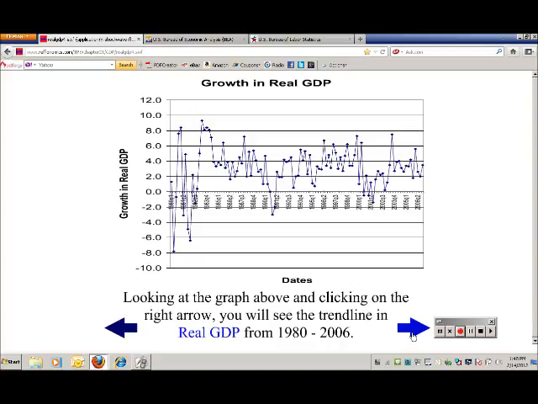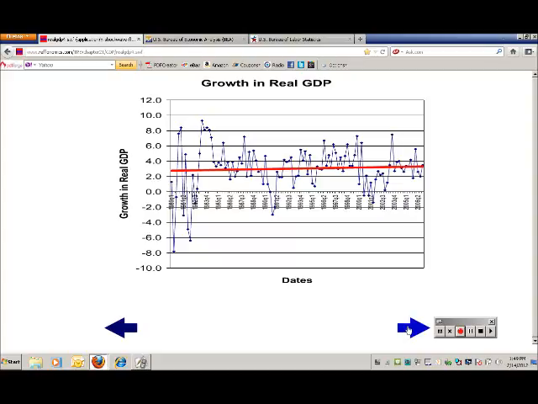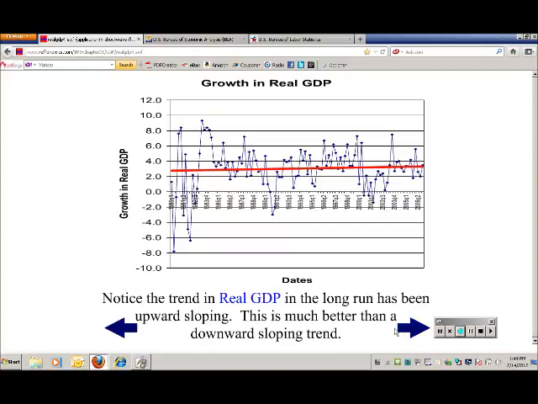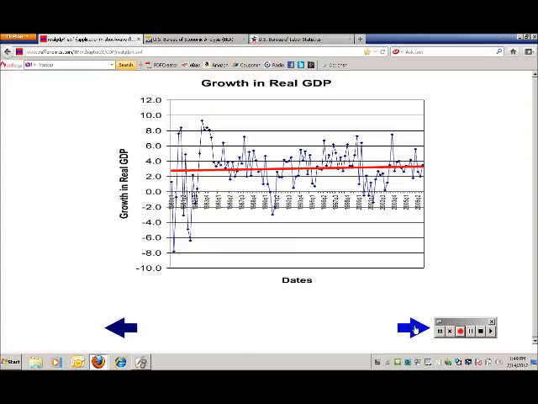And as you can see, when you look in the long run, you can actually see the trend line from 1980 to 2006. What do you notice about the trend line from 1980 to 2006? Though it jumps up and down, you got it. It's a constant increase. It's not increasing at a very fast rate, but it's increasing over time from 1980 to 2006. Notice the trend in the long run has that upward slope. Obviously, for growth, it's much better than a downward sloping trend.